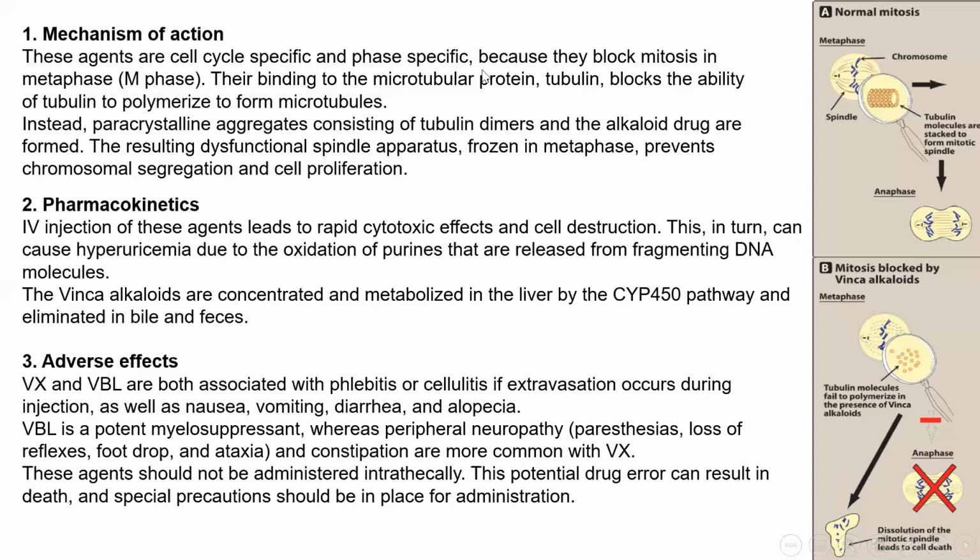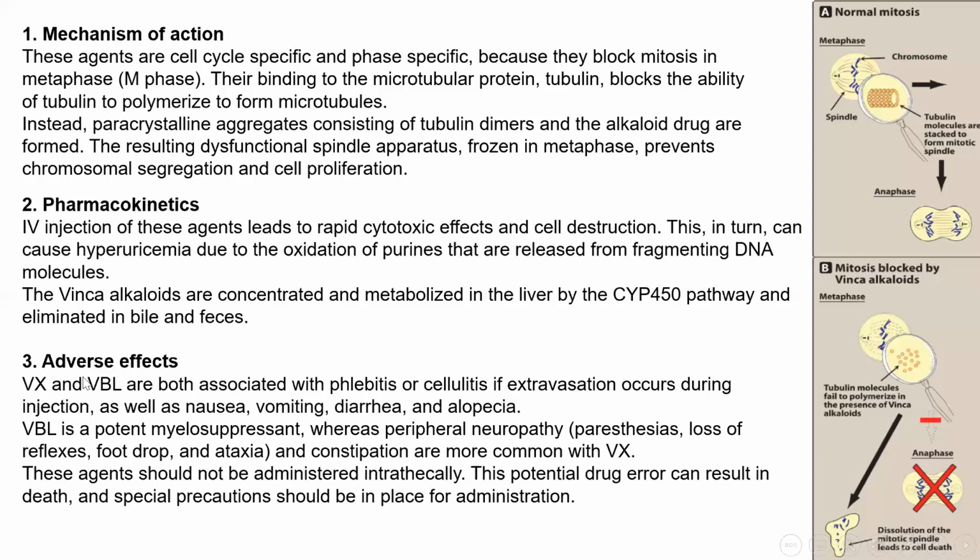Then in the pharmacokinetics, these agents can be given intravenously in order to provide a rapid cytotoxic effect. However, with this way of administration, these drugs could cause hyperuricemia due to oxidation of purines that are released from DNA fragmentation. The vinca alkaloids are metabolized in the liver, and they are eliminated in bile and feces, and maybe there is a need for monitoring in patients with liver failure or liver diseases.